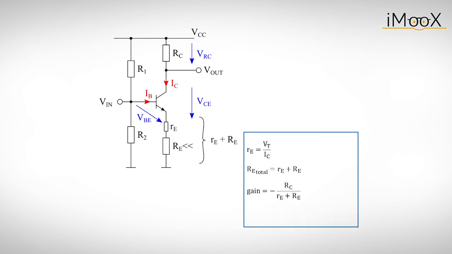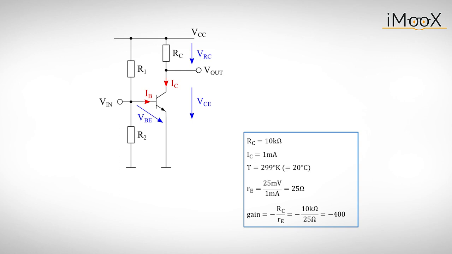This intrinsic resistance must be added to the external emitter resistor and is only significant if the external emitter resistor is very small. If we now think back to our example from before, we get a finite gain of RC divided by the intrinsic resistance RE for an amplifier with grounded emitter.